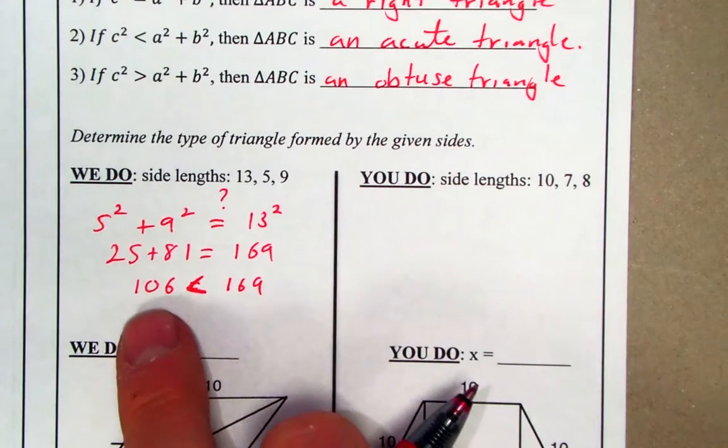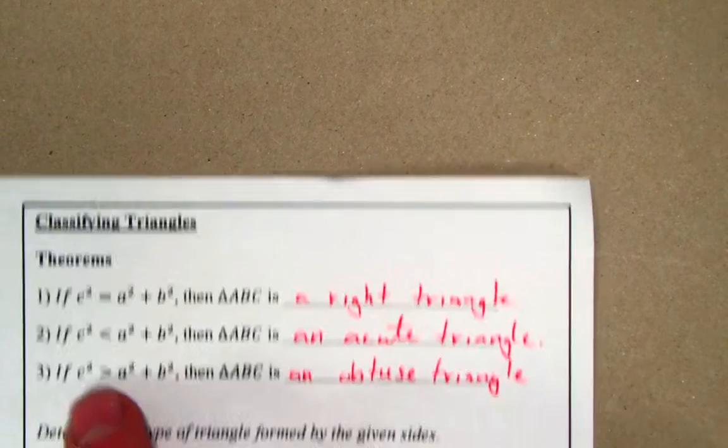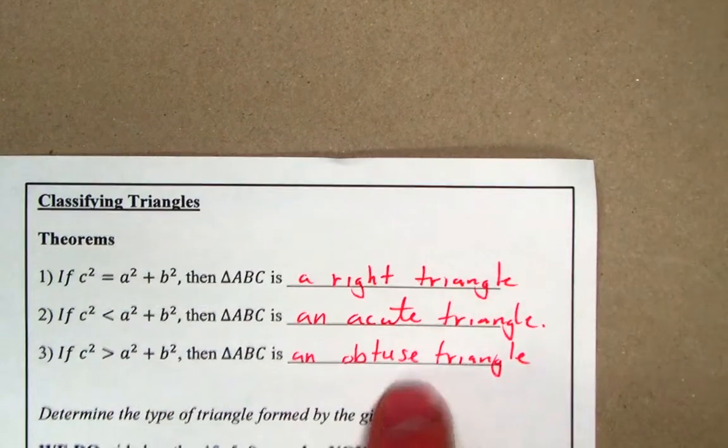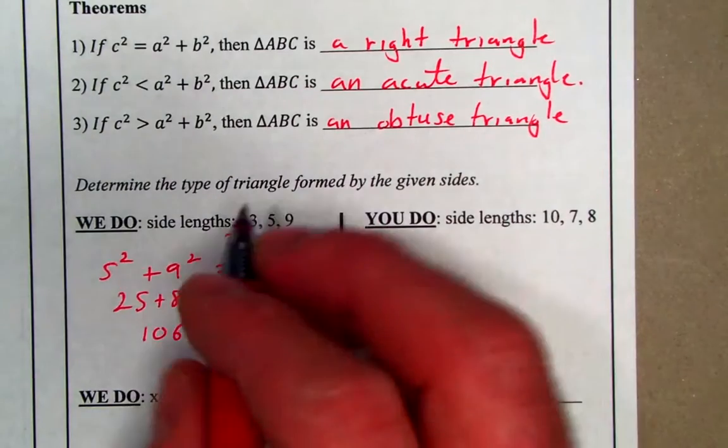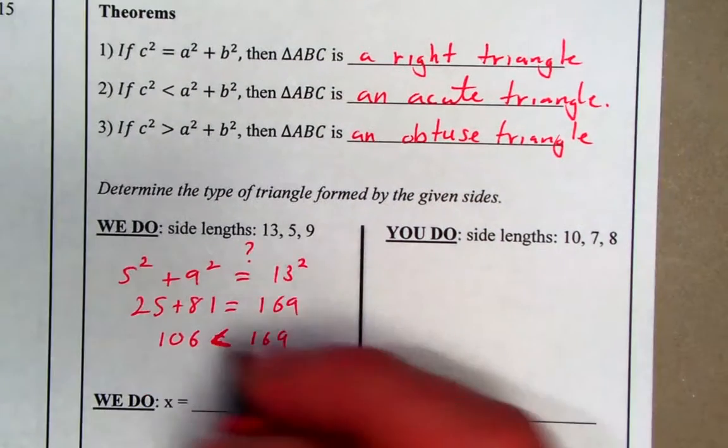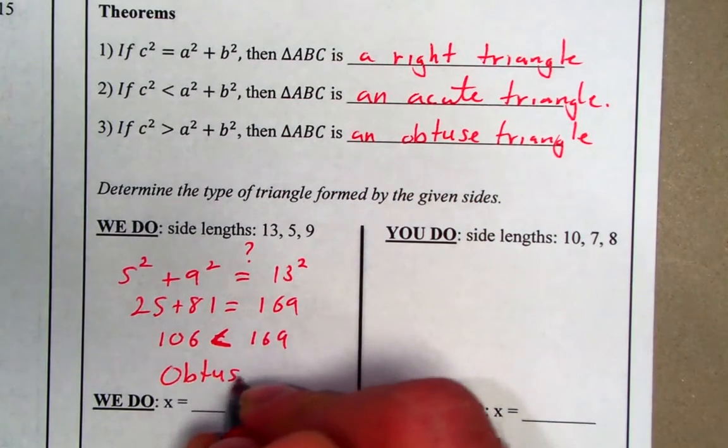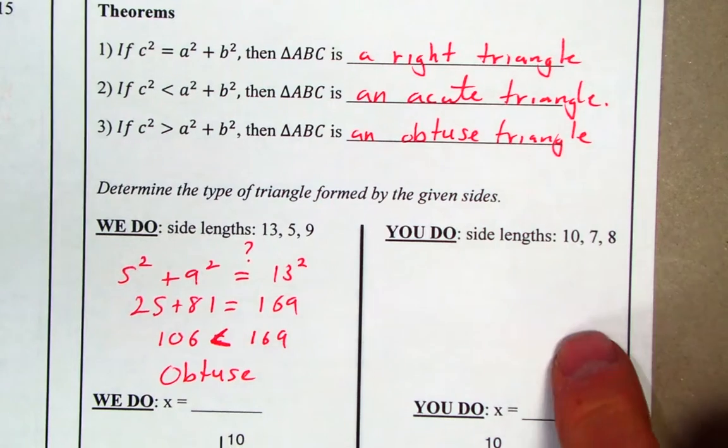So if the sum of the squares of the sides is less than the square of the third, we're dealing with an obtuse triangle. So determine the type of triangle. This one is obtuse. All right, so you're going to do that one.